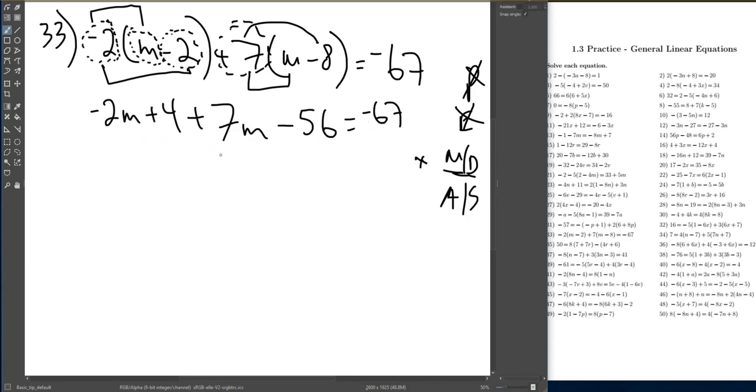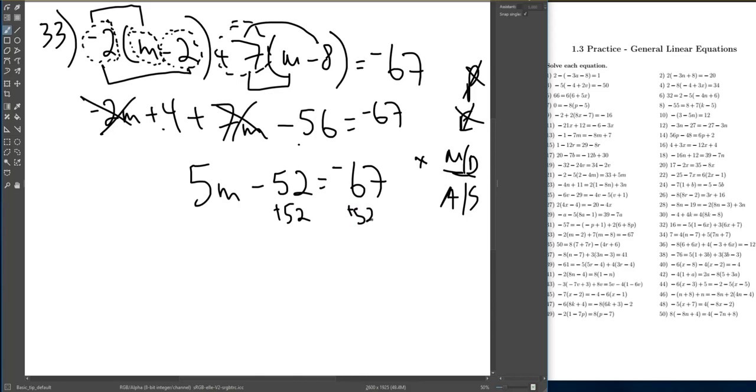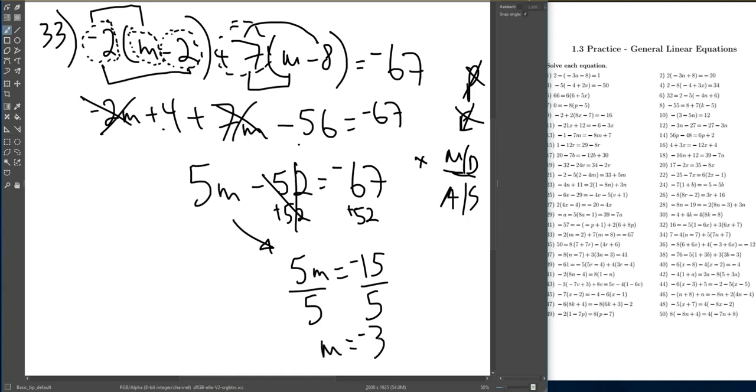So minus 2m plus 7m equals 5m. Poof, poof, poof, poof. 4 minus 56. 4 minus 56 equals minus 52 equals minus 67. Okie dokie. To get rid of the 52, I have to add 52 here and I have to add 52 here. Can you see where this is going? Here that equals minus 15, 5m. All right. Here, this 5m, you divide by 5. Here, this side, you divide by 5. M equals minus 3. Right?